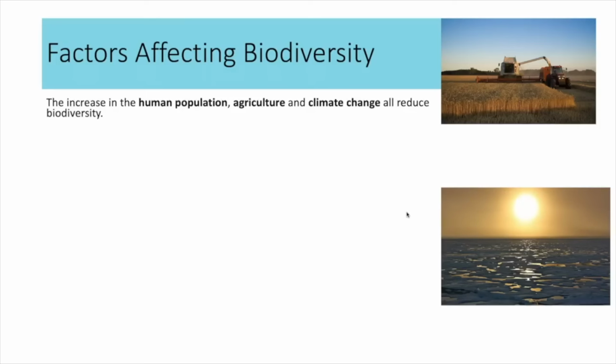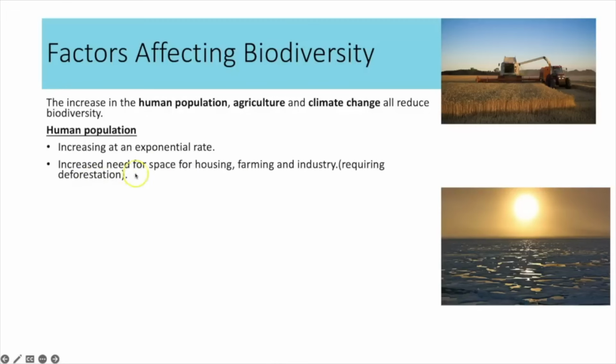The increase in the human population has had a huge impact on biodiversity. And that's because there will be increased agriculture that is needed, and we are driving climate change to happen at a faster rate. So the human population is continually increasing at an exponential rate. And humans need space for housing, we need farming for food, and there'll be needs for industry. And all of those require deforestation.